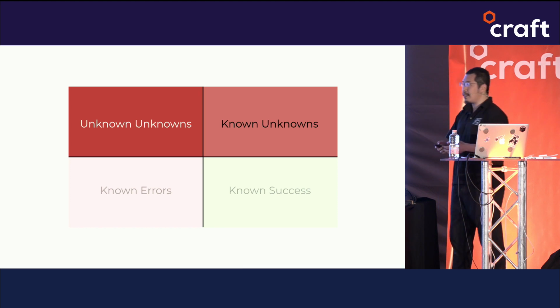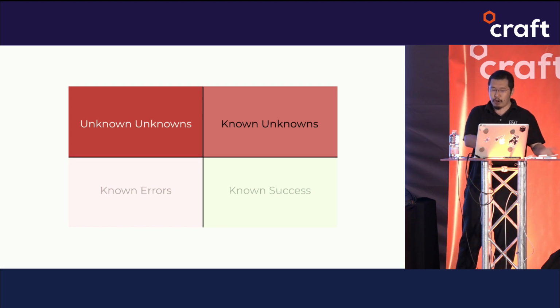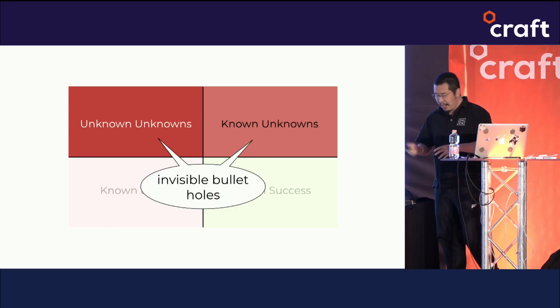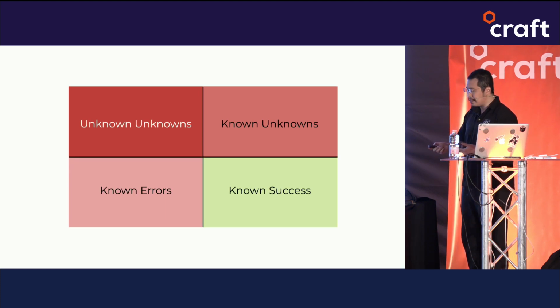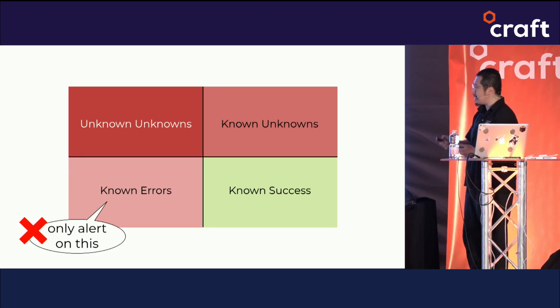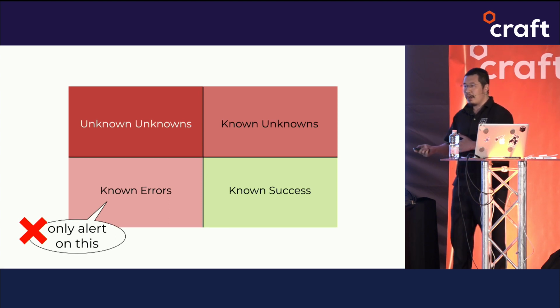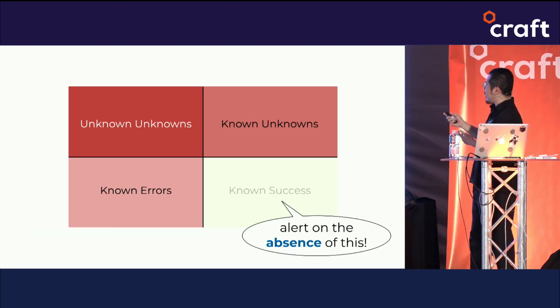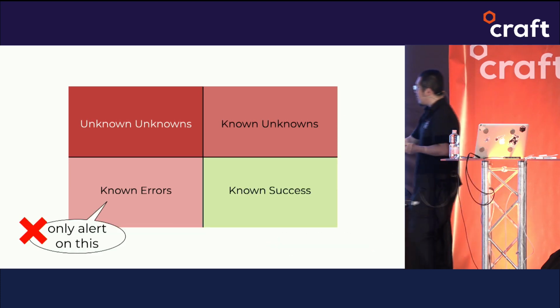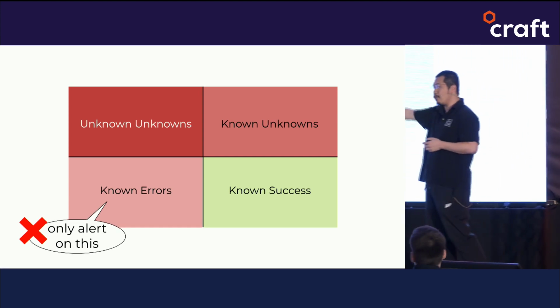And then there are also things that we just don't know we don't know, right? And those are our invisible bullet holes for our metaphorical planes that we should be putting more armor around. One of the things I keep finding is that teams tend to put a lot of focus on, and only alert on, those known errors. So we set up all these alerts on a 500 response, but there are all these other things that can go wrong as well that we can't monitor when we only alert on the known errors.